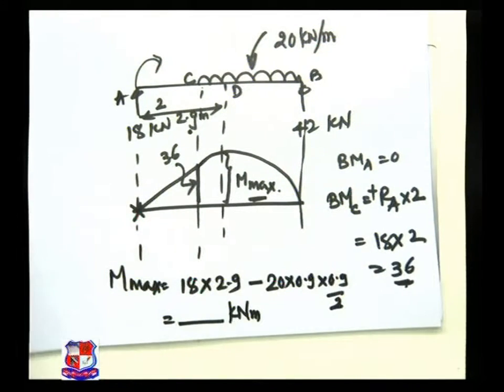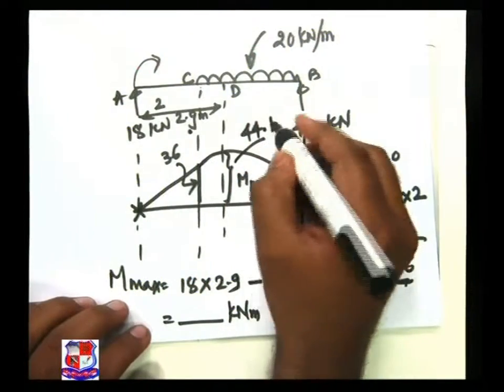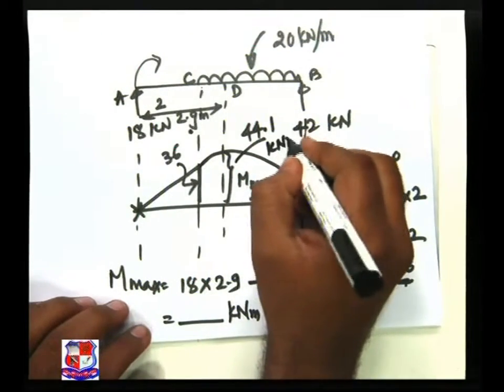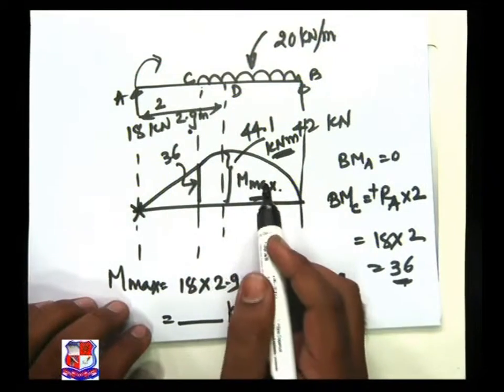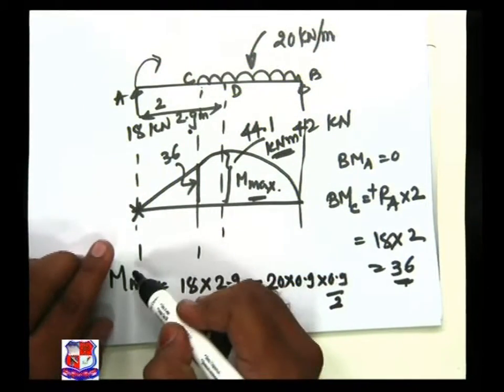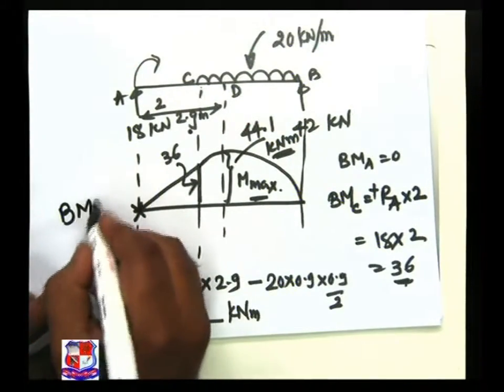So look it out over here. The value comes to be 44.1. So please see over here, the ordinate comes to be 44.1 kilonewton into meter. So this is the approach, the way at which we have to plot the bending moment diagram.